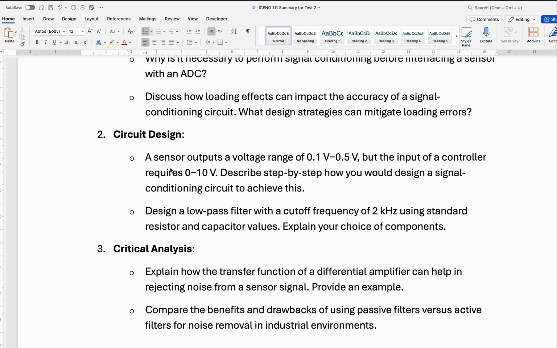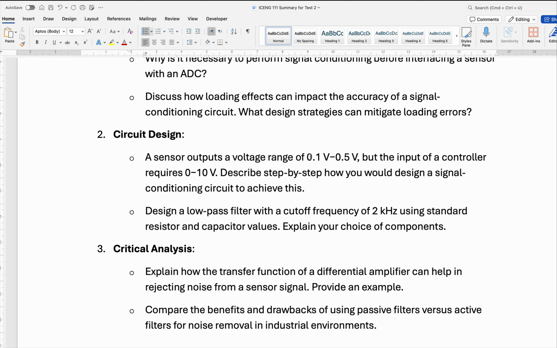Now going to circuit design, a critical question will be: a sensor outputs a voltage ranging from 0.1 to 0.5 volts, but the input of a controller requires 0 to 10 volts. The output is 0.1 to 0.5, a weak signal, and I want it to be bigger because the controller input requires 0 to 10 volts. So I need a larger value, and I'm going to do a conversion from this range to 0 to 10. Again, I can just use a linear equation to do this conversion, step by step.